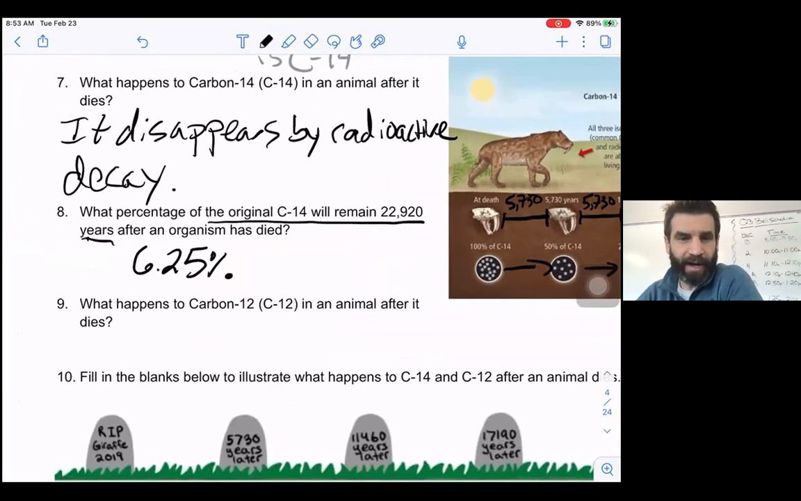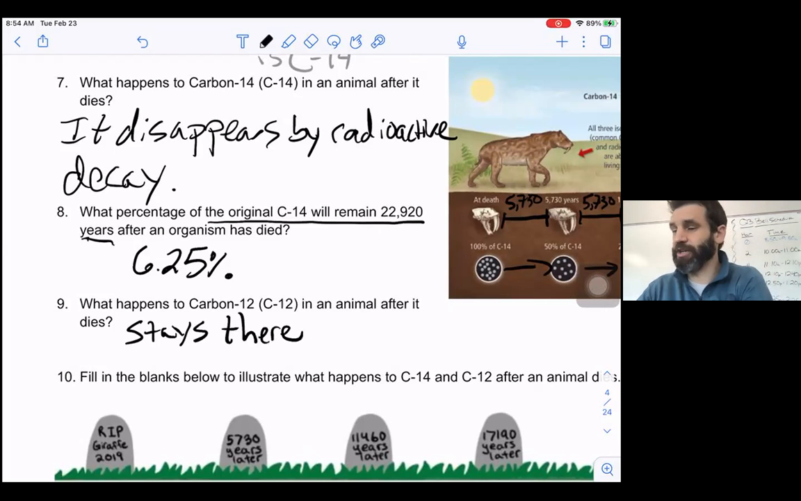What happens to carbon-12 in an animal after it dies? Well, it stays there. I think the easiest way to think about it is it just stays there. If you're ready to think about this a little bit more deeply, in fact, what happens to animals and organisms after they die is they get decomposed. But the percent of carbon-12 of the entire animal will stay the same while the carbon-14 leaves. So it's really that ratio of carbon-12 to carbon-14 that changes. But if you want to simplify, it just stays there.